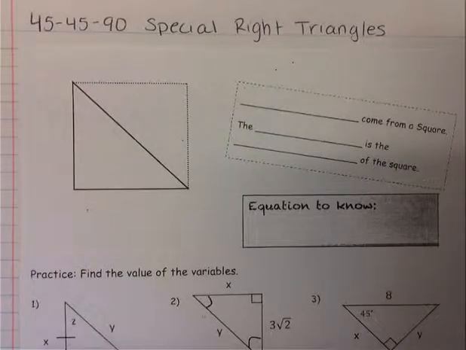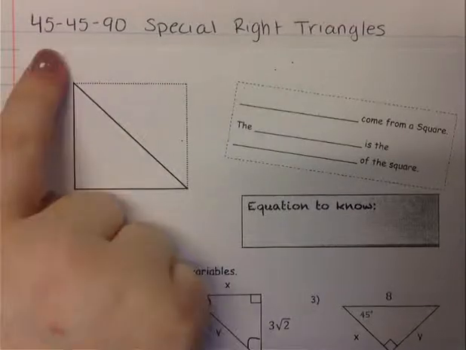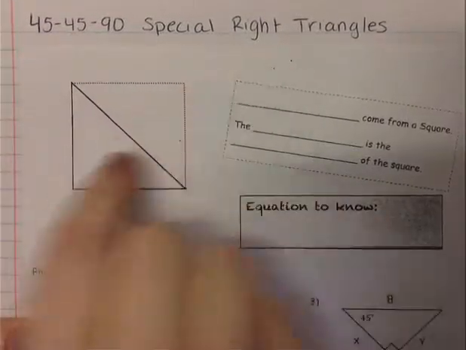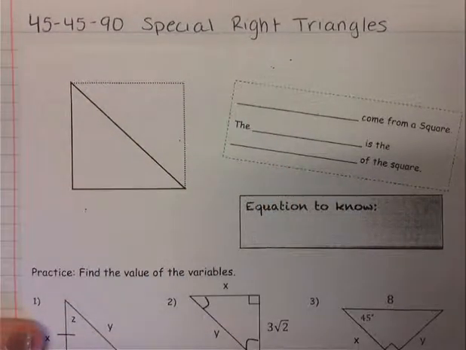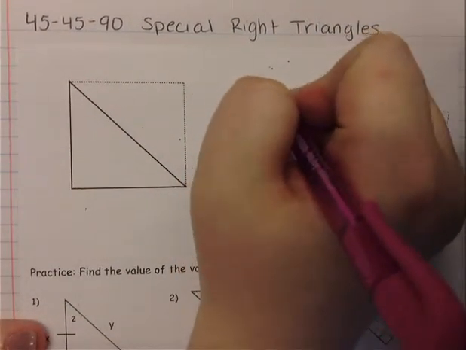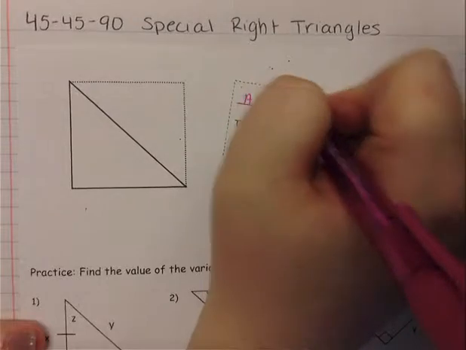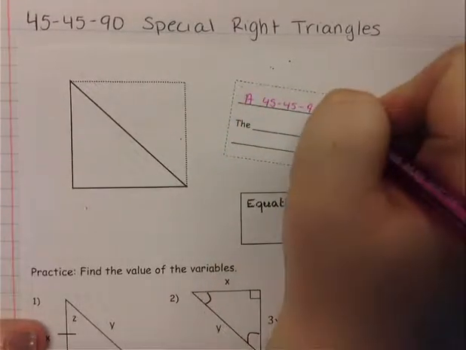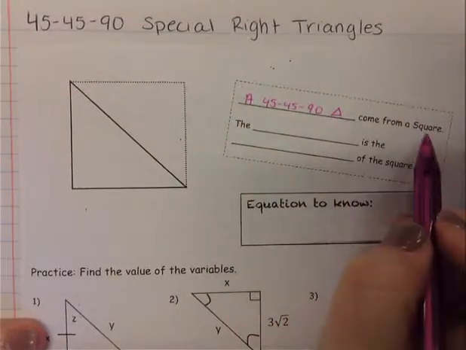This video is on 45, 45, 90 special right triangles. A 45, 45, 90 special right triangle actually comes from a square. So right here, a 45, 45, 90 triangle comes from a square.